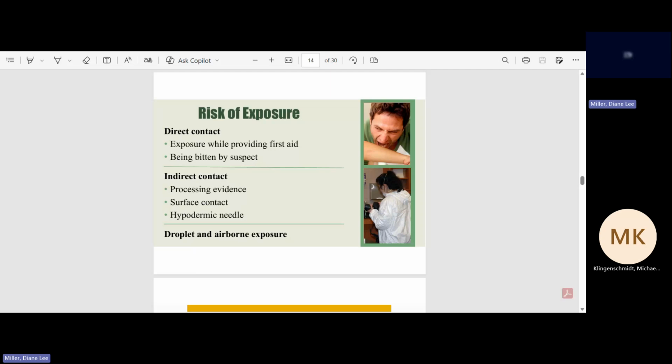Droplet and airborne exposure we just see with our day-to-day interactions. We saw this greatly with the COVID pandemic back in 2020 and 2021. We do still have COVID and flu and the common cold, as well as RSV and tuberculosis, but our numbers have shifted greatly since the 2020 and 2021 period.